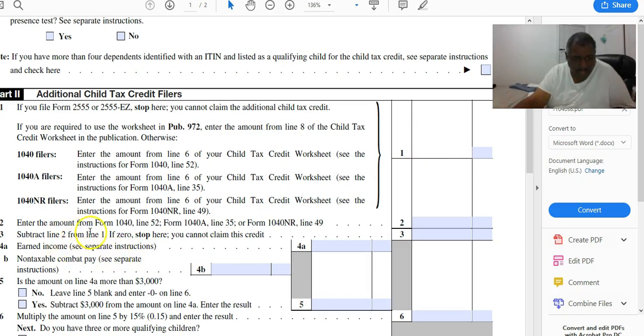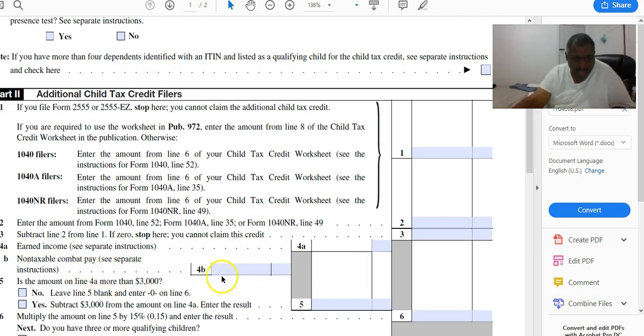It says enter the amount from form 1040 line 52. So if 52 is 0, then you put 0 here and bring down 2,000 right here. When it says 4A earned income, see separate instructions, this simply means the income that you earned from your job. So if all you had was a W-2, that amount will go right here.